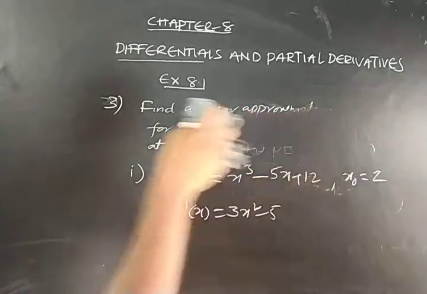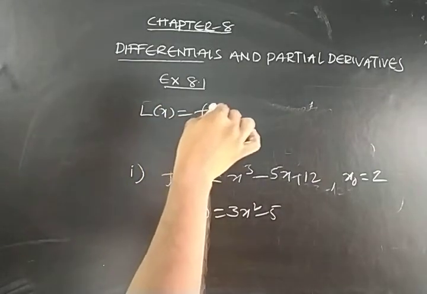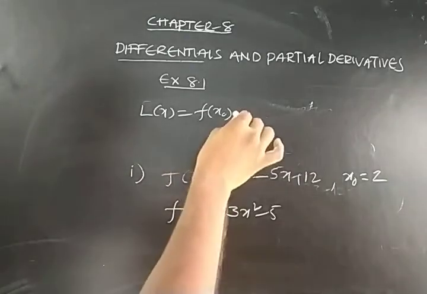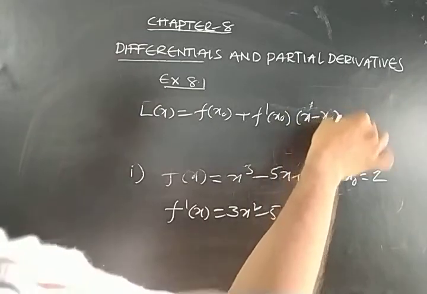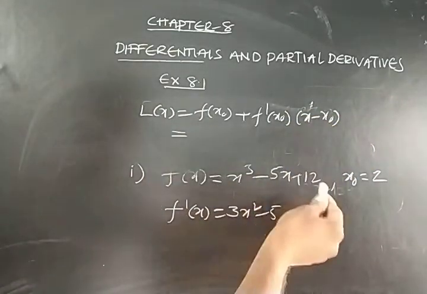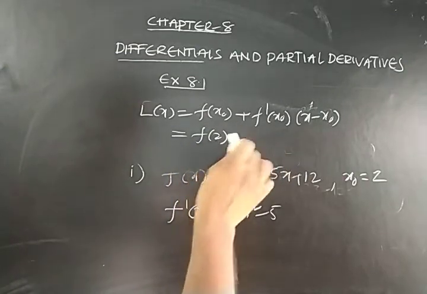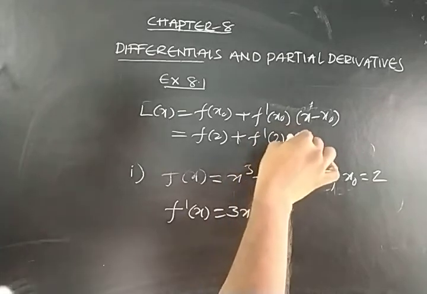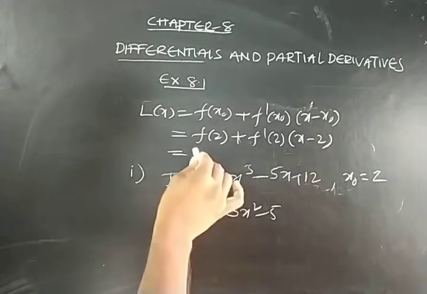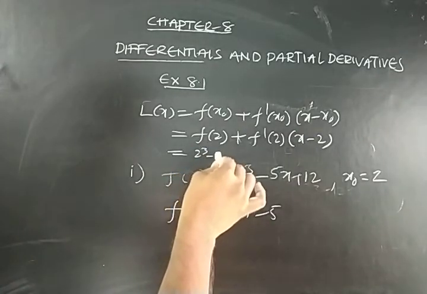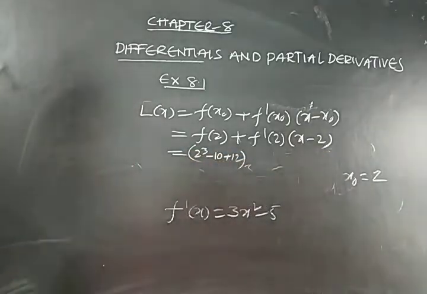Now I am finding the linear approximation. What is the formula for linear approximation? L of x is equal to f of x naught plus f dash of x naught into x minus x naught. F of x naught means f of 2. So this is f of 2 plus f dash of 2 into x minus 2. F of 2 means in the function you have to substitute 2. So it is 2 cube minus 5 into 2 plus 12. Right? Next step.